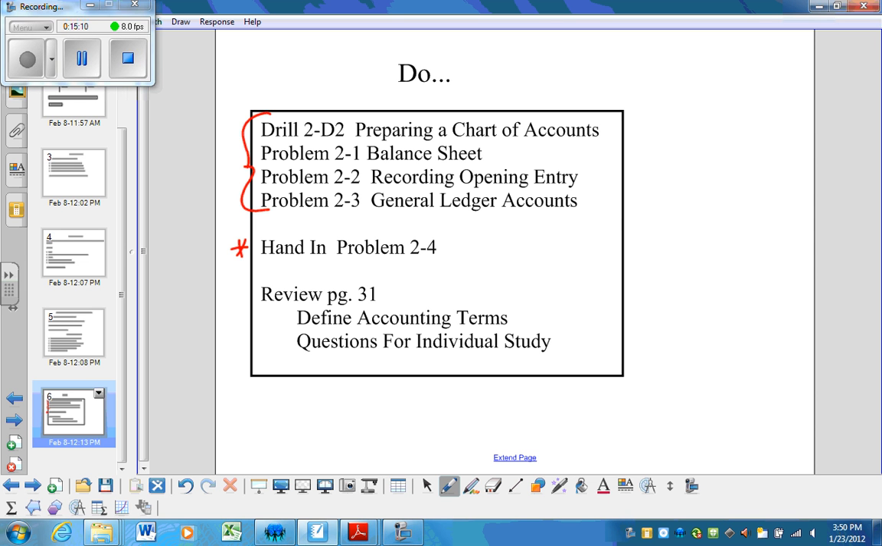When you're done your hand in for problem 2-4, it's time to review, and you're going to define your accounting terms and do the questions. And we're going to mark those together. And then you're going to be ready for a Chapter 2 test, which we'll talk about in a little bit.